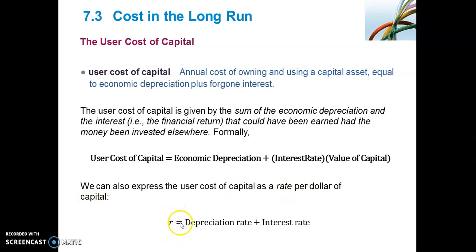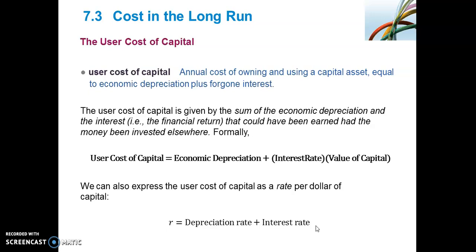So that R represents the rate per dollar of capital, and that is given by the depreciation rate plus the interest rate. So let's say the printers depreciate by 5% each year, and the interest that you could have earned was 10%, then the rate per dollar of capital is 15% per year.